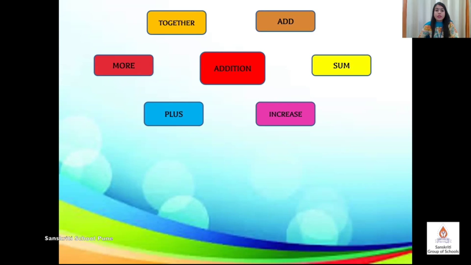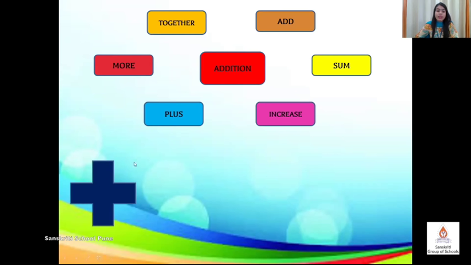So what are the different words that we use for addition? We use together, add, sum, increase, plus, more. These all together means addition. So when we see the term together or add, sum, increase, plus, more, we know it is addition. Now, do you know what is the symbol of addition?